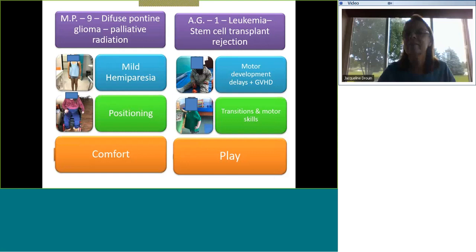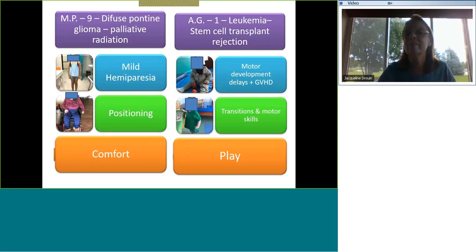to go. Now, the second case is a 1-year-old with stem cell transplant rejection who arrived with severe motor development delays and a graft versus host disease. Now, this child had been hospitalized since he was 2 months old. So when I say motor development delays, for a 1-year-old, he was only able to sit, but not by himself. He did not know how to play.